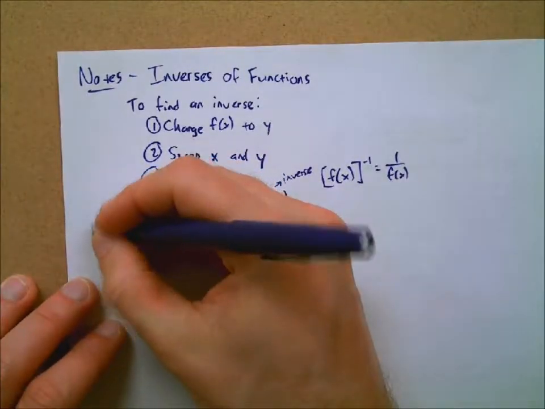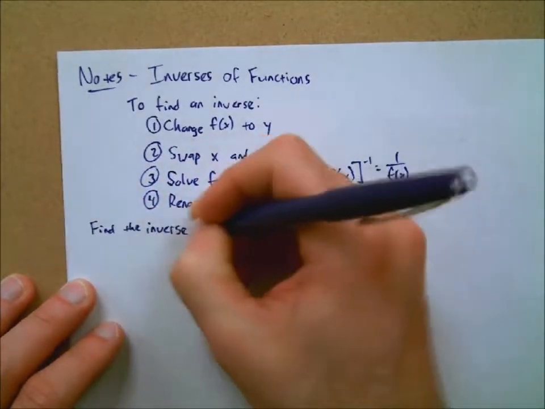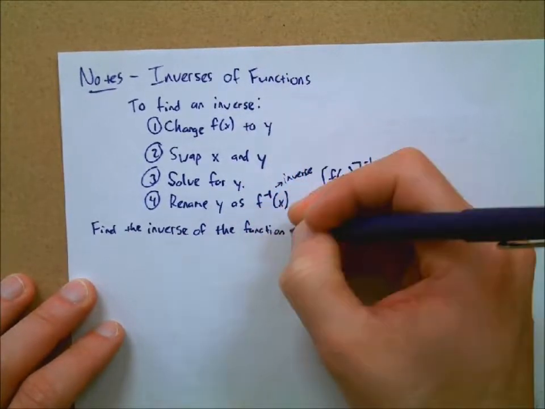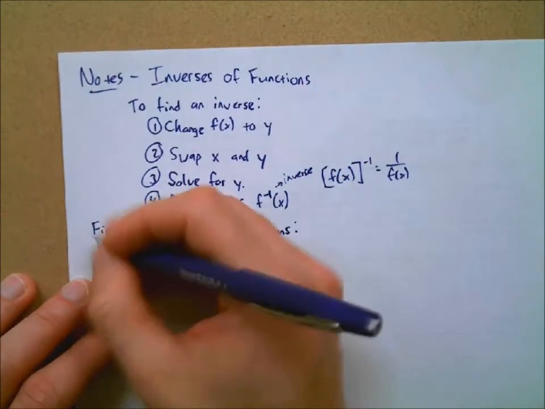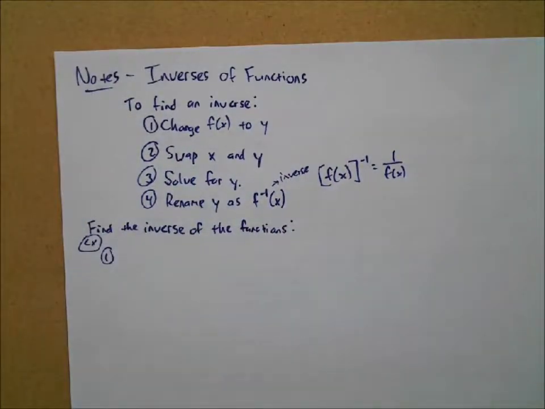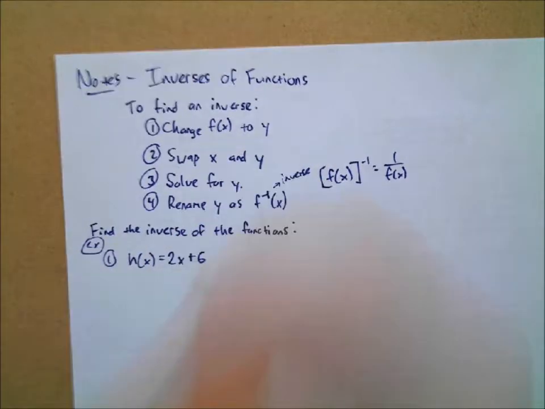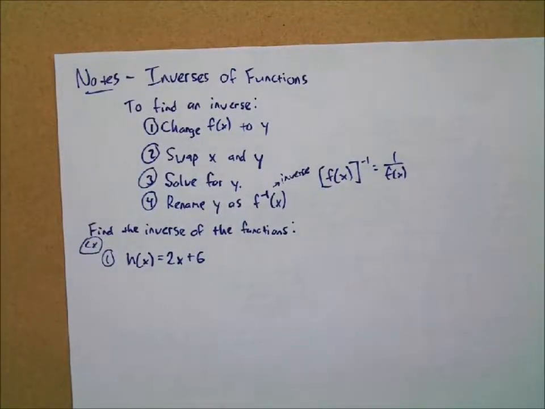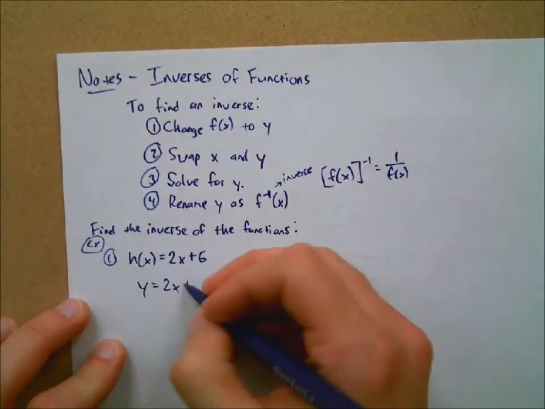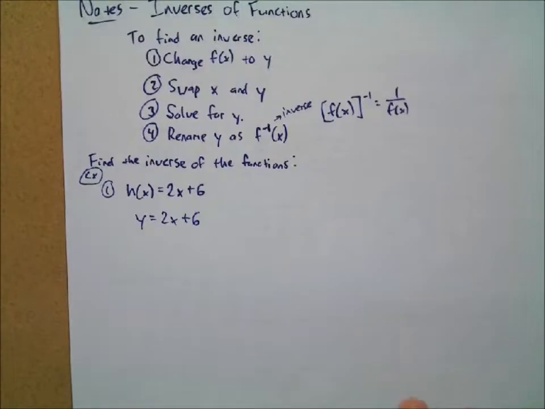So let's find the inverse of the functions. Number one, we'll do one here together. h of x equals 2x plus 6. That'll be our first function there. So we'll change the h of x to y, just like that. And now how should we proceed from here? What should be our next step?